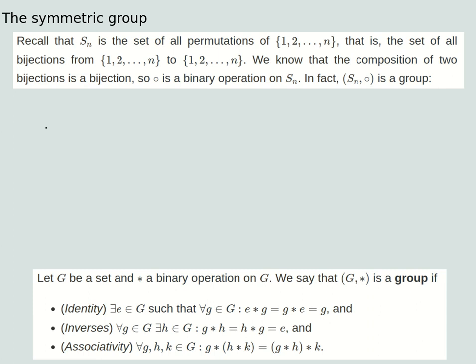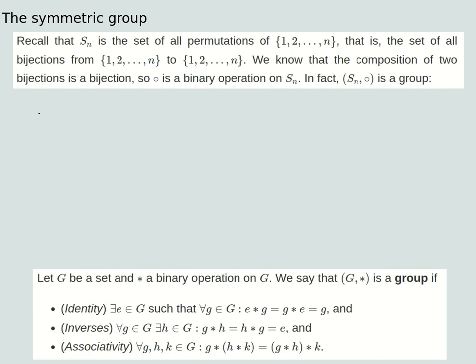Therefore, composition of functions is a binary operation on the set of all bijections from {1, 2, up to n} to {1, 2, up to n}. Now, in fact, this set S_n of all these bijections, together with the binary operation of composition of functions, forms a group. So let's now check that.